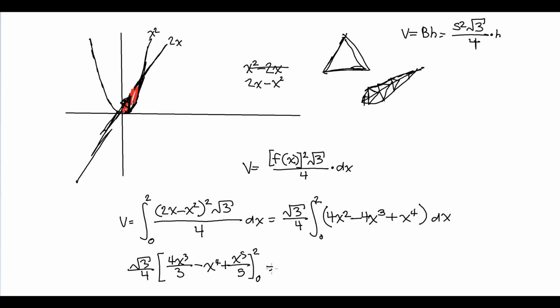At 0, it will all be 0, so we only have to evaluate this at 2. So you have root 3 over 4 times 4 times 2 cubed, which is 8. 4 times 8 is 32, divided by 3, so 32 over 3. Minus 2 to the 4th, which is 16, plus 2 to the 5th over 5, which is 32 over 5.